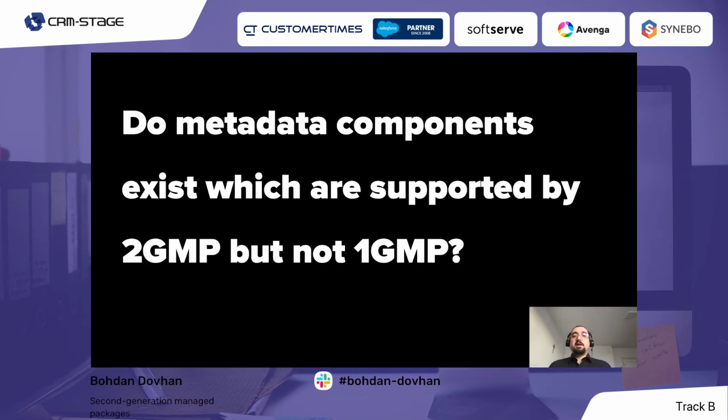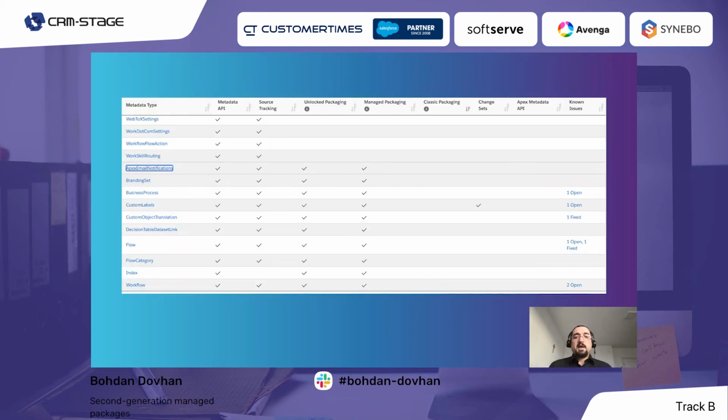Next, do metadata components or metadata types exist which are supported by the second generation managed packages but not the first generation managed packages? And the answer is yes. If you open the same page, you can see that there are some metadata types which are supported by the second generation managed packages and some which are not supported by the classic packages. And also you can see that some metadata types are supported by both and some metadata types are not supported by either of them.